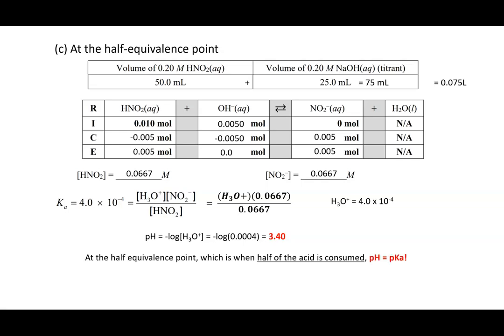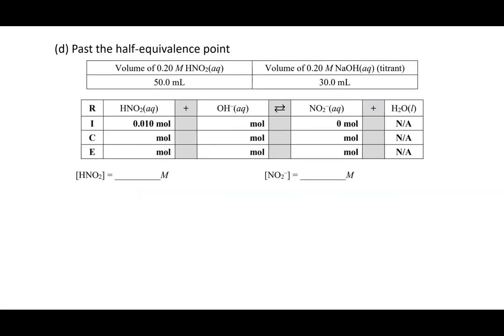Now, at this half equivalence point, two things are true. The definition of the half equivalence point is when half of the acid, or it could be base if we're doing it the other way around, is consumed. Then we know that pH is equal to pKa. Really, the p function, remember, is just nothing more than the negative logarithm of some number. So pH is equal to pKa at the half equivalence point. All right, now let's move on to the next step.